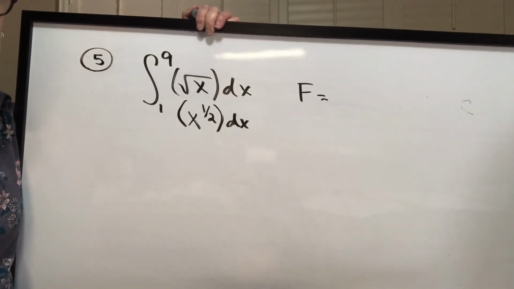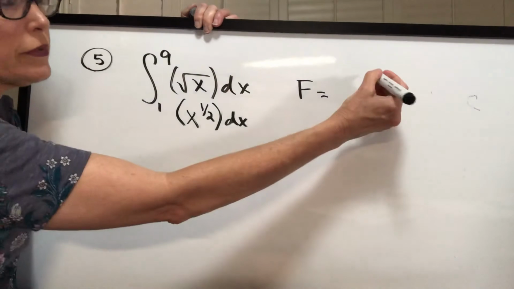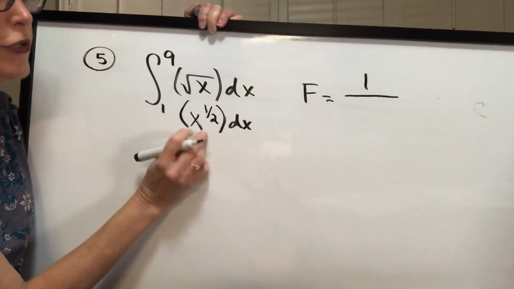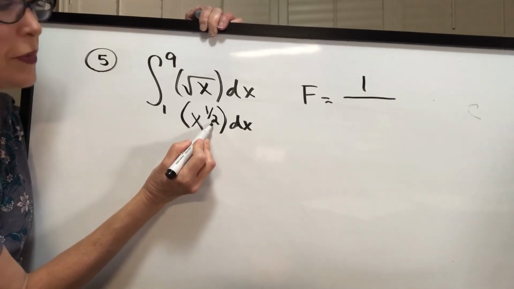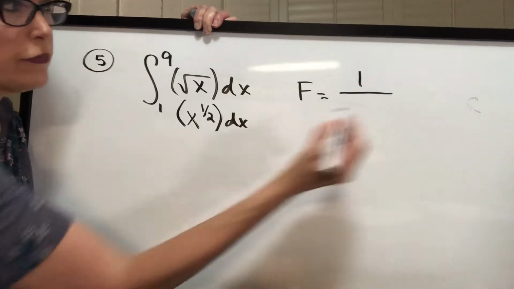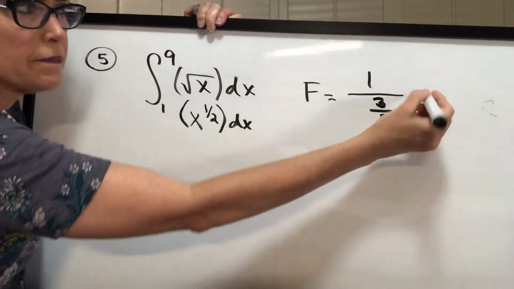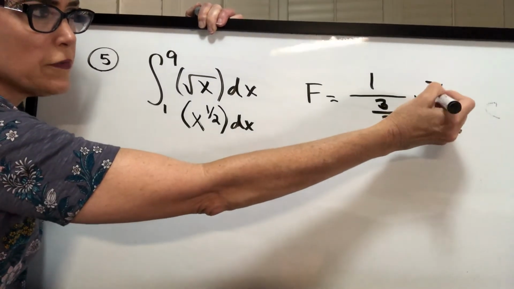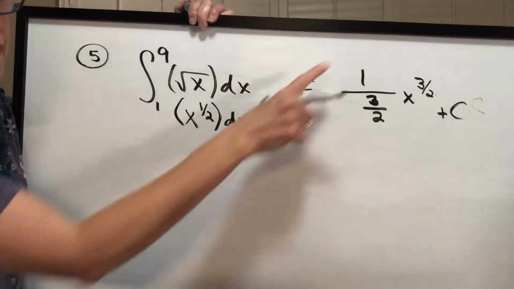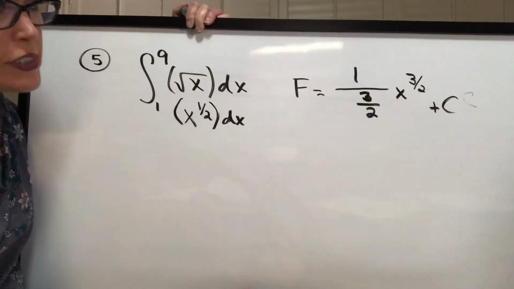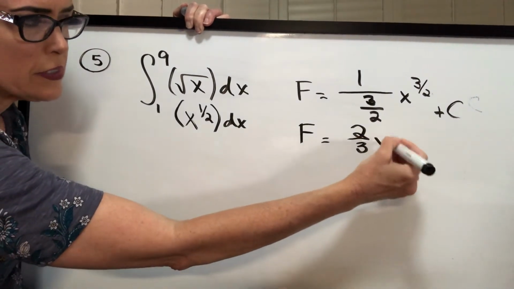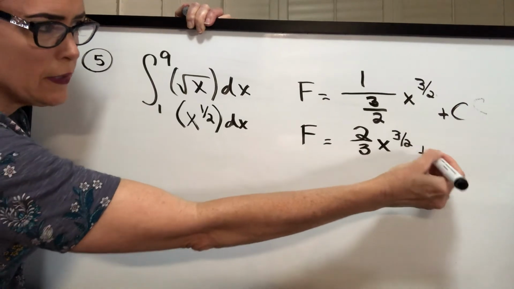So we're going to use our antidifferentiation rule that I sent you a copy of. So you're going to write it as a fraction, 1 over, and you have to add 1 to the exponent that you started with. So 1/2 plus 1 would be 1 1/2, which is the same thing as 3/2. And then x to the 3/2 power plus c. Okay, so when you have something like 1 over 3/2, that means the reciprocal of 3/2. So it would be the same thing as the reciprocal, which would be 2/3 x to the 3/2 power plus c.